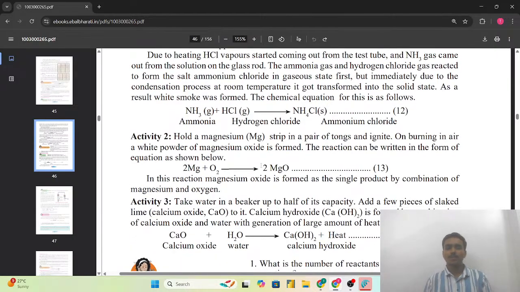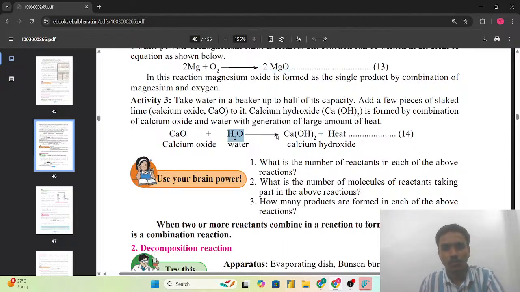So what are we seeing here, what inference are we going to draw from all these reactions, that we will see further. But we can see here that two reactants get combined to form a single product. This we can see here.